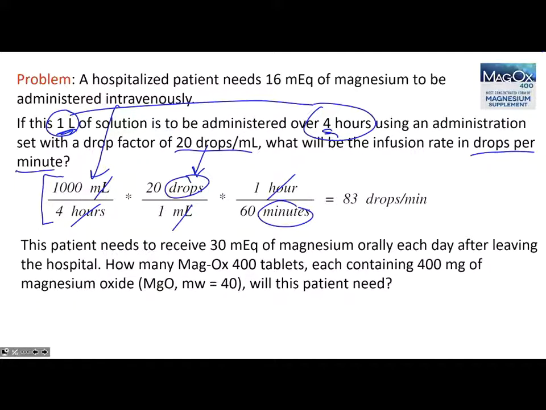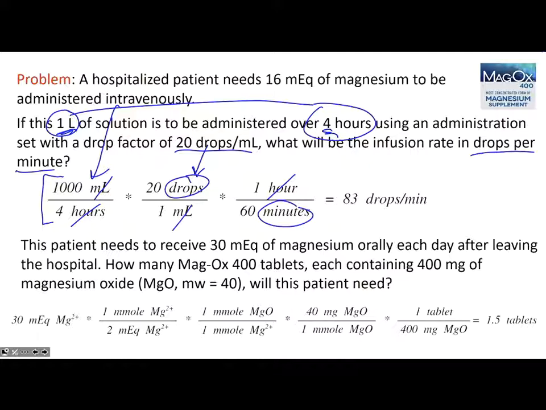So all we got to do is take their target, which is 30 milliequivalents, and convert it to the number of these MagOx tablets to provide it. Easy breezy. Same sort of thing. This is a great example, again, of your unit conversion stuff. So let's start with our target, which, again, we wanted 30 milliequivalents, so that's what I'm starting with. I got to convert from milliequivalents to millimoles. So let's multiply by 1 millimole per 2 milliequivalents, since the valence is 2.